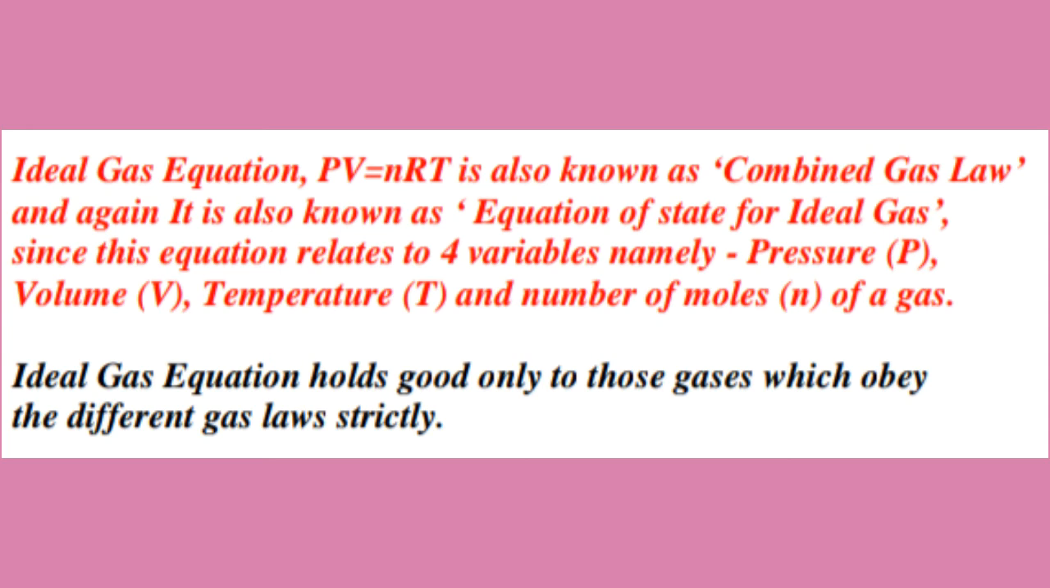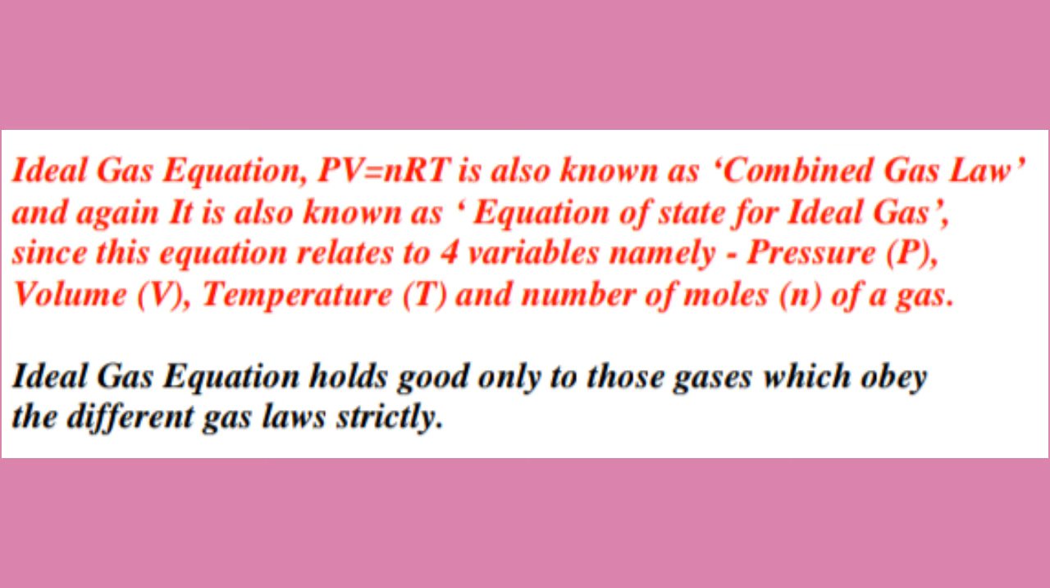The ideal gas equation PV equal to nRT is also called the combined gas law. It is called the equation of state for ideal gas because this equation relates the four variables: pressure, volume, temperature, and number of moles of a gas.